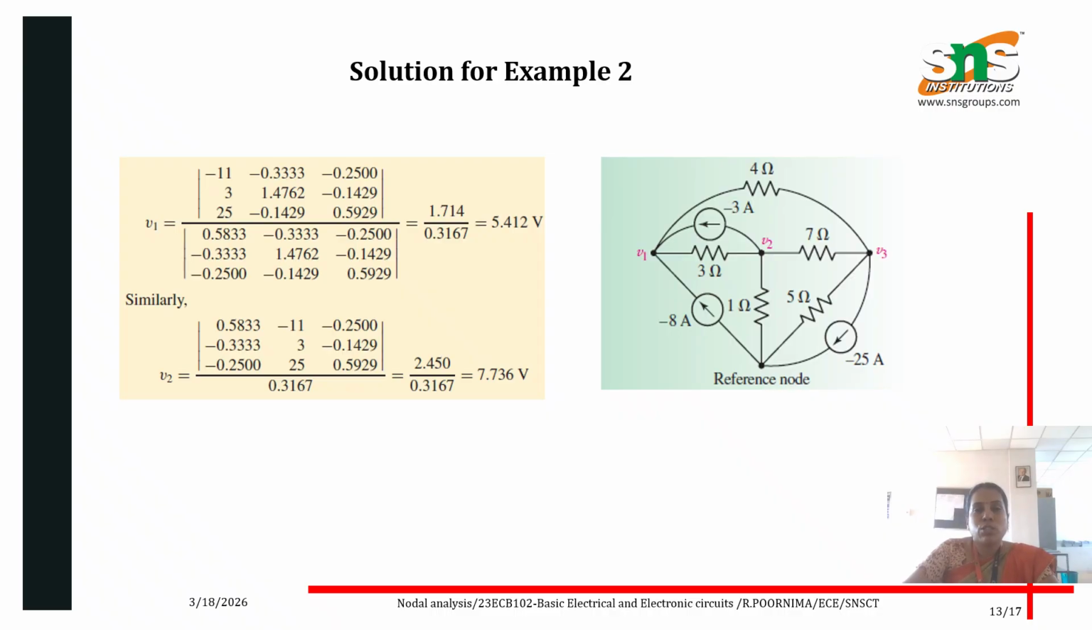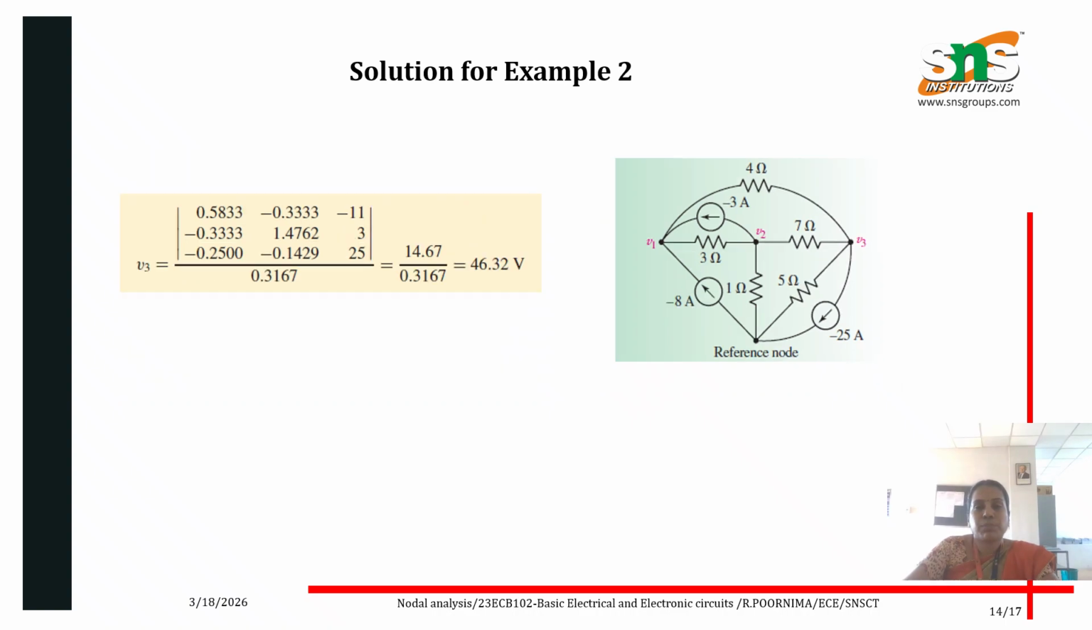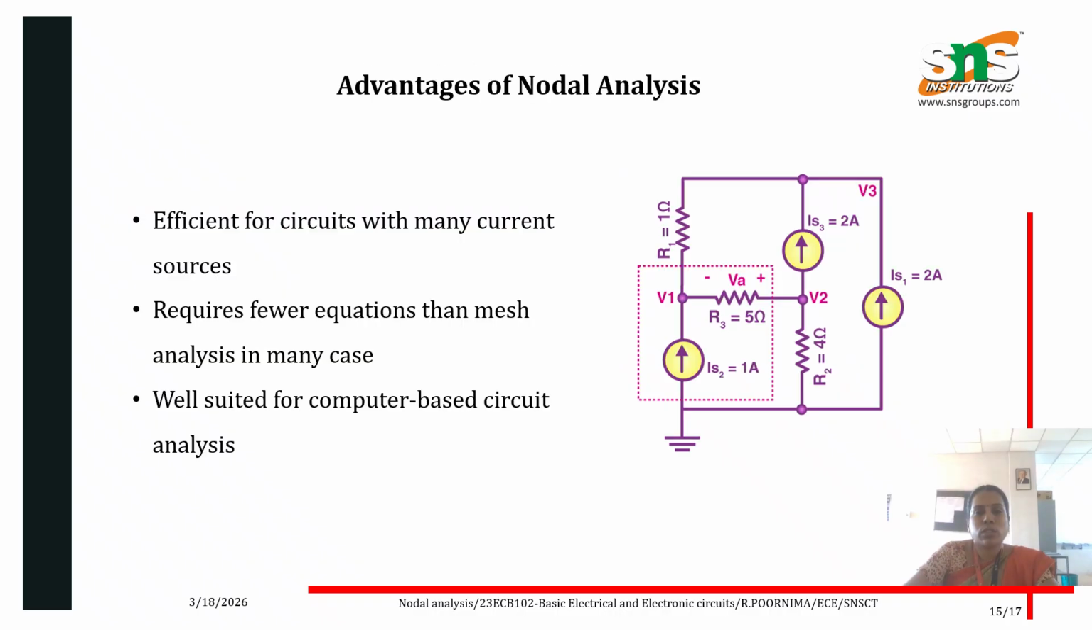Here Cramer's rule is applied, which is the matrix method. We need to find del V1 and del, and using Cramer's rule we find V1 becomes 5.4 volt, and V2 is equal to del V2 by del, so we find 7.7 volt. V3 is del V3 divided by del, so it becomes 46.3 volt.